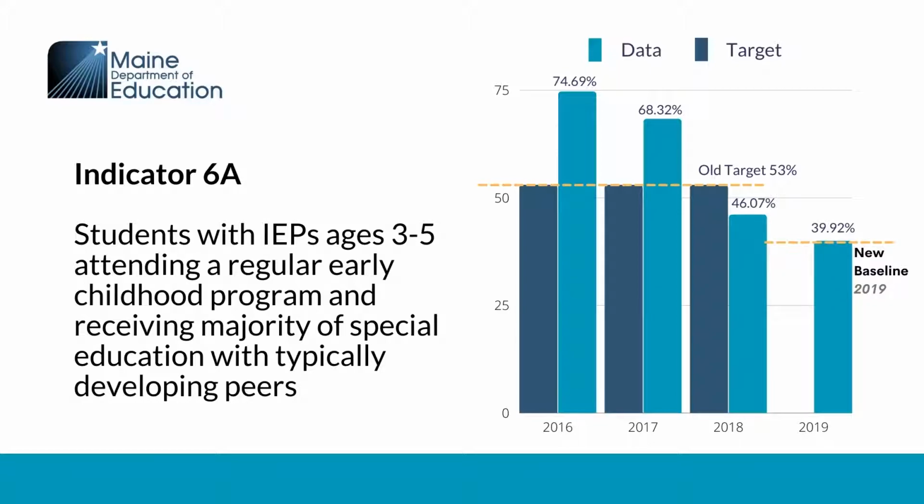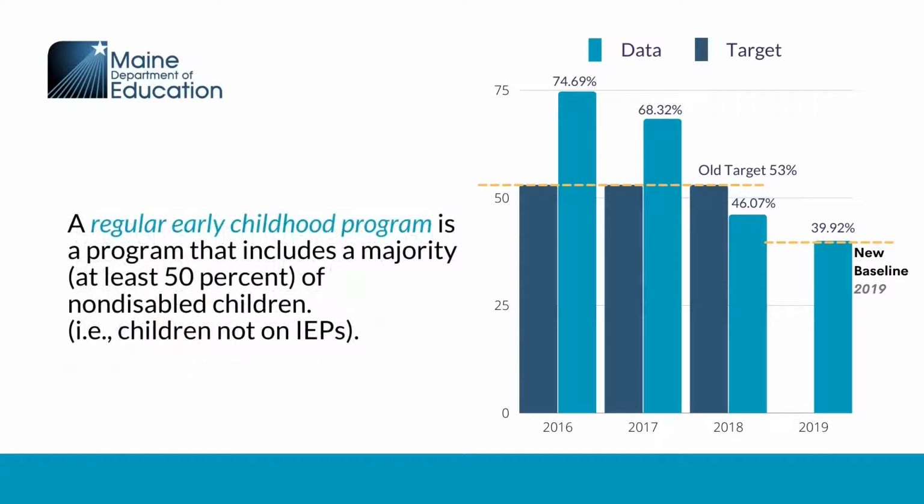Indicator 6A is the percent who attend a regular early childhood program and receive most of their special education in that program with typically developing peers. The definition of a regular early childhood program is a program that includes a majority, at least 50%, of non-disabled children or children without IEPs. This may include, but is not limited to, the following: Head Start, preschool classes offered to an eligible pre-kindergarten population by the public school system, private preschools, or a group child development center or childcare.